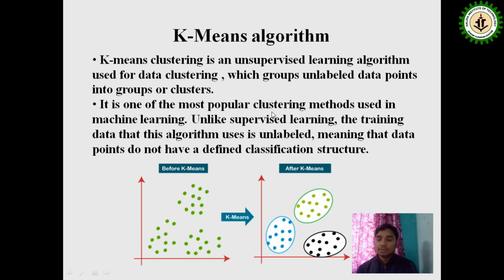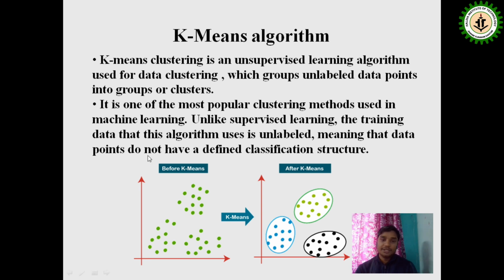The k-means algorithm is an iterative algorithm that divides the unlabeled dataset into k different clusters in such a way that each data point belongs to one group that has similar properties. The k-means clustering algorithm is an unsupervised algorithm, so it is used for data clustering.